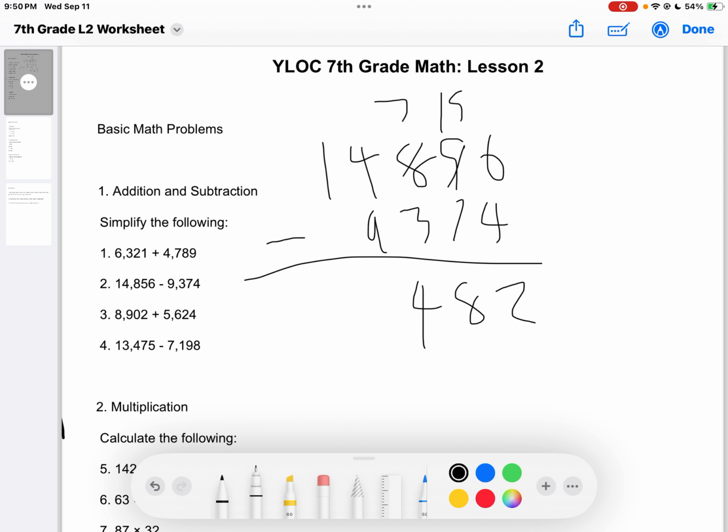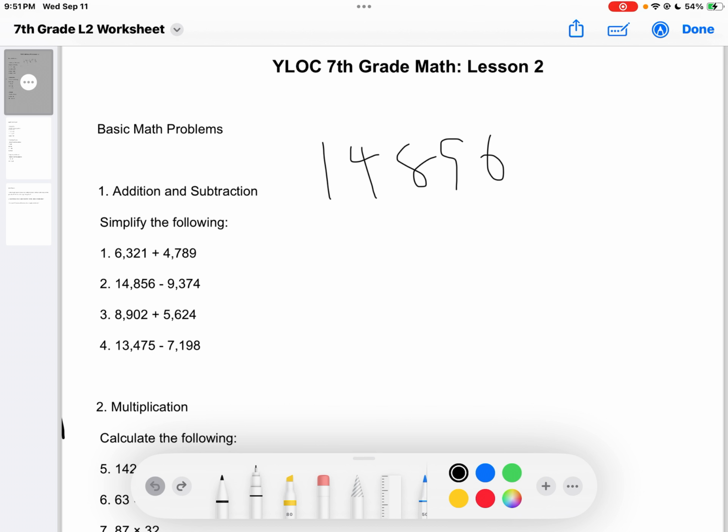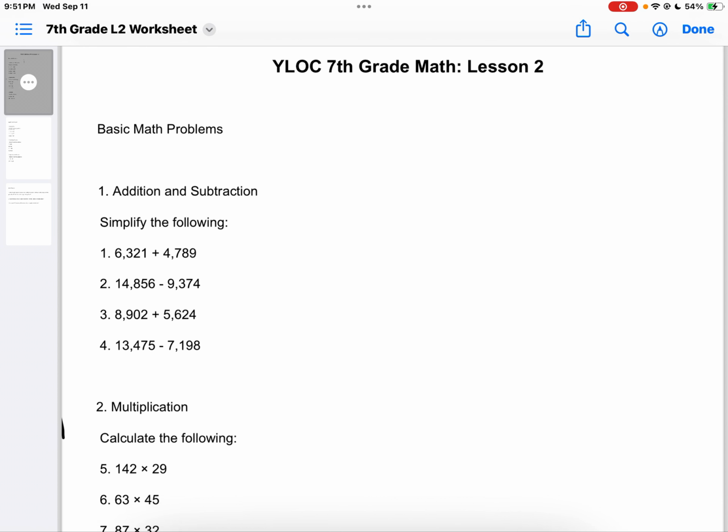You can't subtract 9 from 4, so same thing. Carry the 1. Change this to 14. 14 minus 9 is 5. The final answer should be 5,482. The next two problems you guys should try on your own. And we'll be moving on to multiplication.